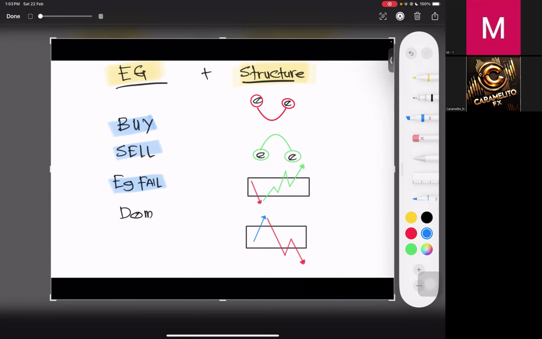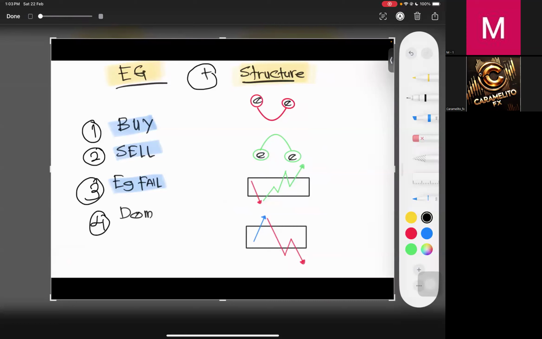Okay, it's actually like this. For engulfing buy, we're going to focus on buy. Our technique, you just need to understand 4 types of engulfing. That means engulfing buy, engulfing sell, engulfing fail, and dominant plus structure. Smiley face like this one, are you going to focus on buy or sell? Sell. This is a sell. How about this inverted smile? Buy. Okay, so for engulfing buy, we're going to focus on buy.